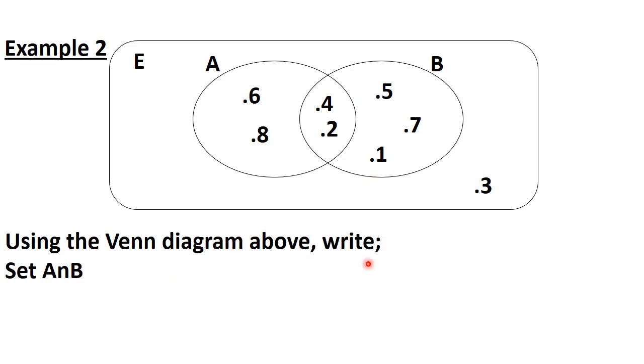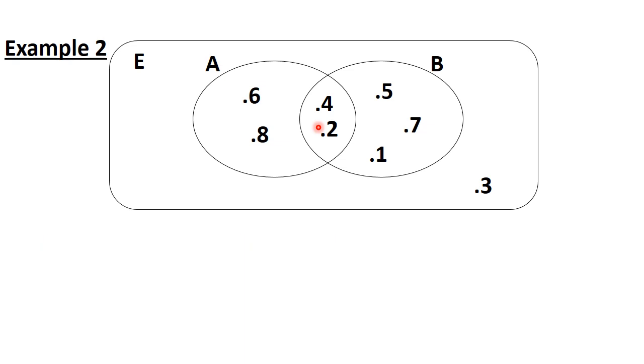Using the Venn diagram above, write set A intersect B. So they want the set A intersect B. In the previous example, we were looking at numbers. Here we don't have an n, so we are not interested in the number of elements of A intersect B. We're just looking for the set A intersect B. A intersect B in Venn diagrams is the part shared by the sets involved. So A intersect B is 4 and 2. We can write our answer as 4 and 2.